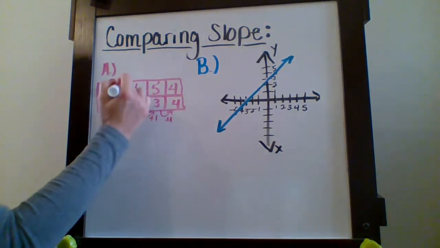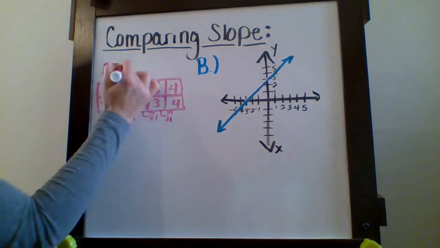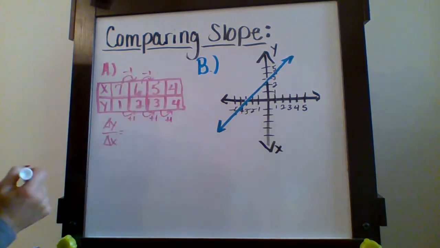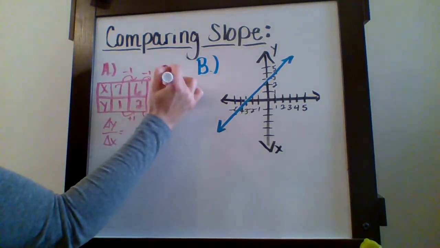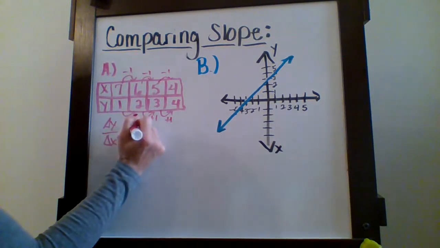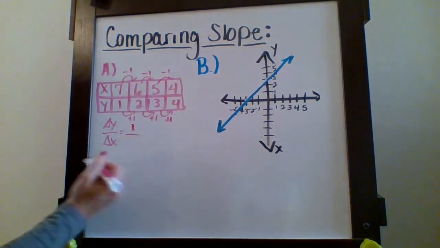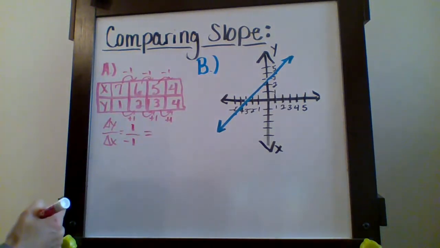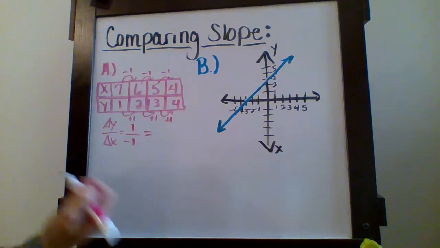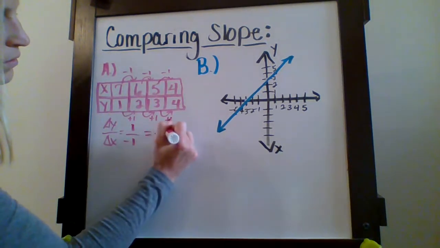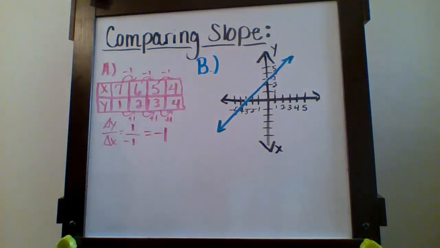So now my x's, to go from 7 to 6, I had to subtract 1. 6 to 5, I subtracted 1. And 5 to 4, I subtracted 1. So the slope of my table, my change in y was a positive 1. My change in x was a negative 1. So if we were to put that in simplest form, or lowest way to write it, 1 divided by negative 1, my slope would be a negative 1, which means it's going down.